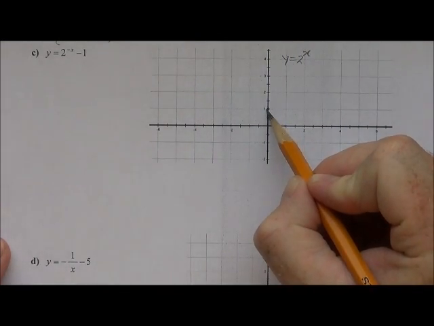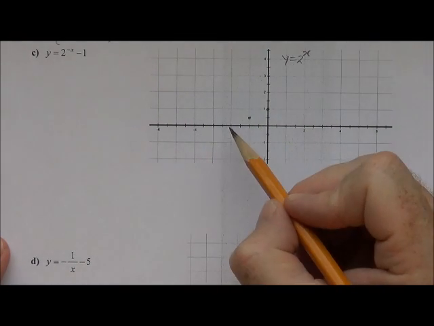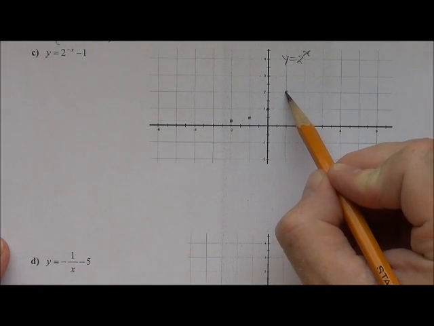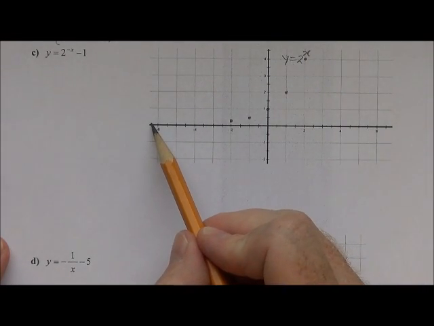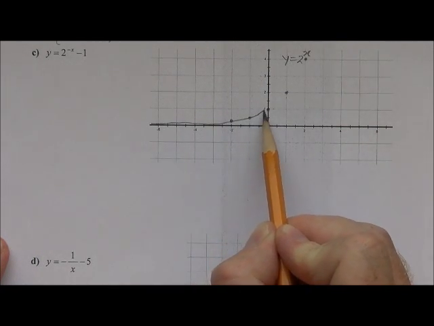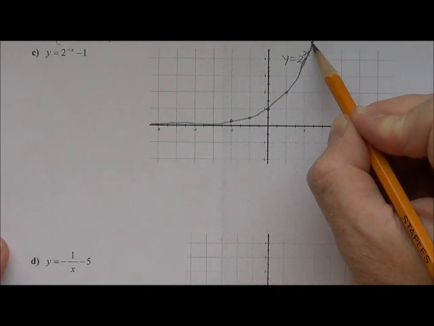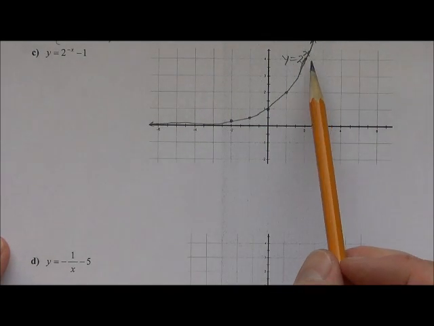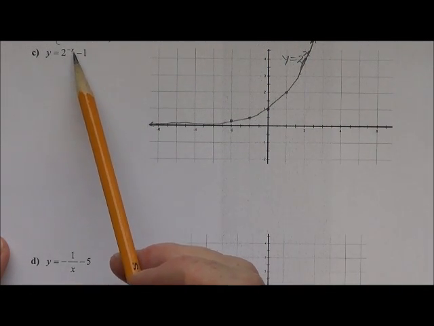We know it goes through (0, 1), it goes through (-1, 1/2), (-2, 1/4). It also goes through (1, 2), (2, 4). And so the function is basically like this, if I can hit all the points, and on to infinity. So that's y equals 2 to the x, that's the parent function. Then y equals 2 to the negative x minus 1.